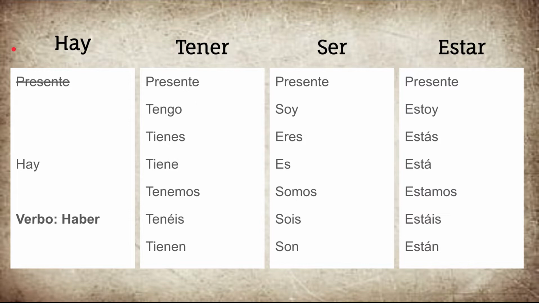However, hay is an irregular form of the verb haber in present tense. It's considered third person. And by third person, that means that yo is first person, tú, second person, él, ella, usted, third person. So hay is the equivalent of third person. Take a moment to take these notes if you don't remember the present tense conjugation of each of these.